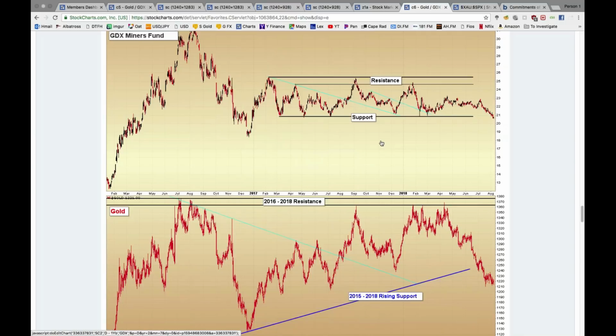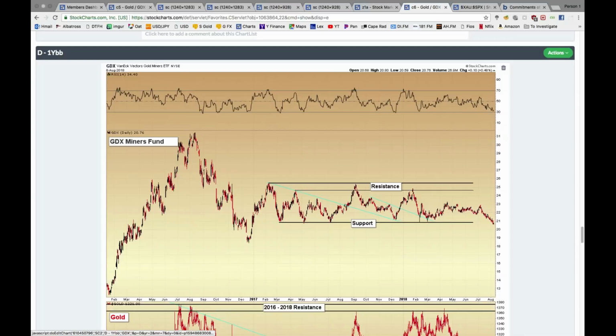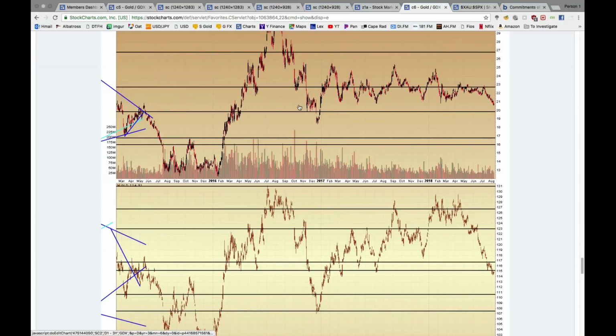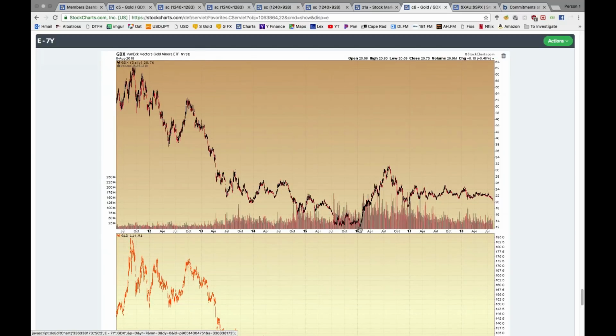We could have a breakdown. But here's the other point about the miners. Going all the way back to 2011, the miners had fallen by 80%. That's 80% over the course of 4.5 years. When a sector that cannot go to zero has fallen by 80%, there is something very interesting from a value perspective.